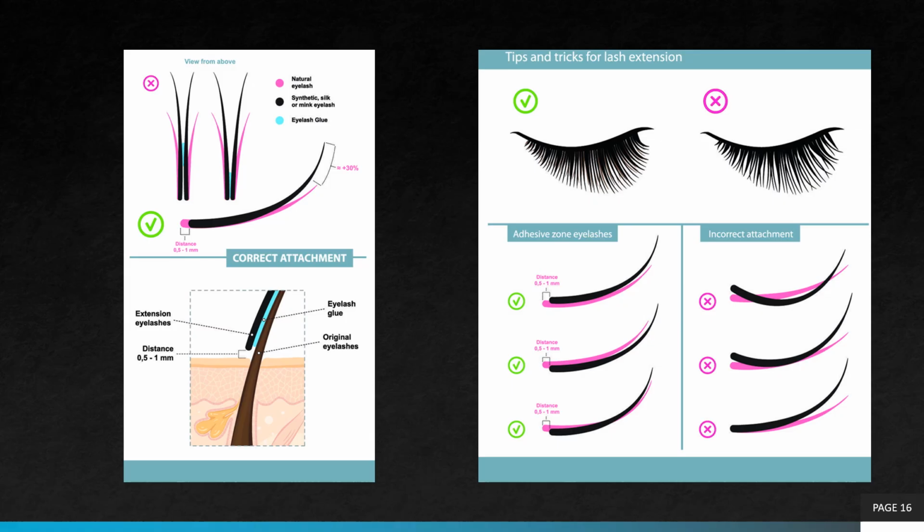It's also important to avoid overlap or misalignment when placing the extensions. The extensions need to be placed in line with the natural lash's direction to prevent discomfort and to maximise their longevity. By following these guidelines, the lash extensions will not only look beautiful and natural, but will also preserve the health and strength of the natural lashes, ensuring a comfortable and durable enhancement for the client.